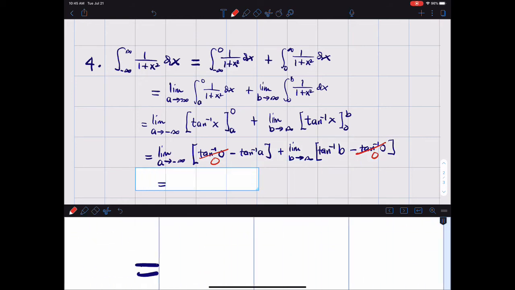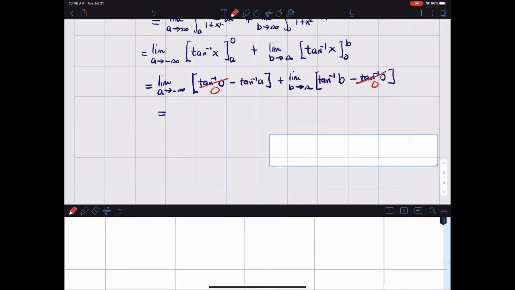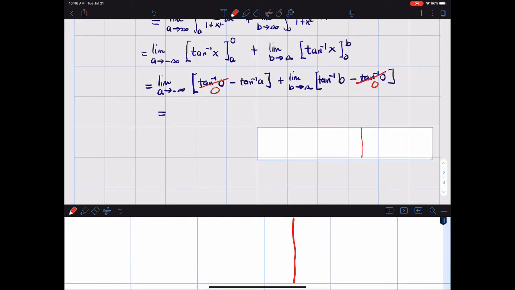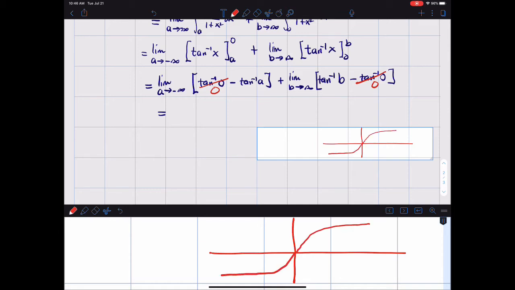So the inverse tangent of a as a goes to negative infinity is actually negative pi over 2, and then you multiply by the negative in front of it, you get pi over 2. And the function we're dealing with right now is the inverse tangent. Maybe we should draw it to see. So the inverse tangent is this function. It goes like this. This is pi over 2. This is negative pi over 2.